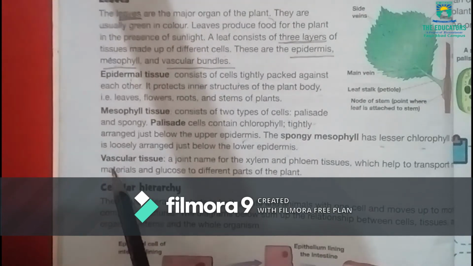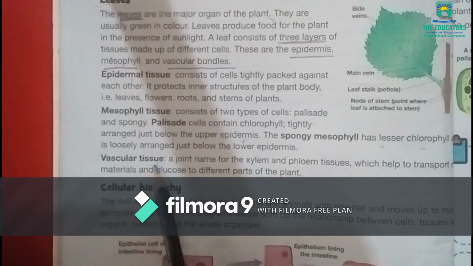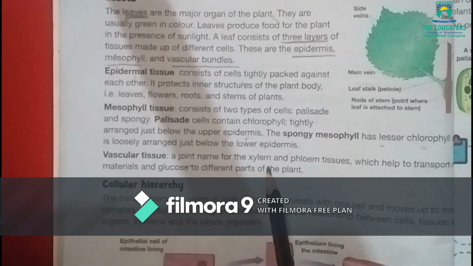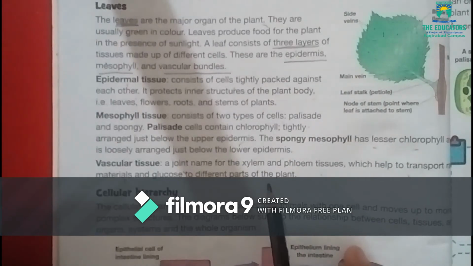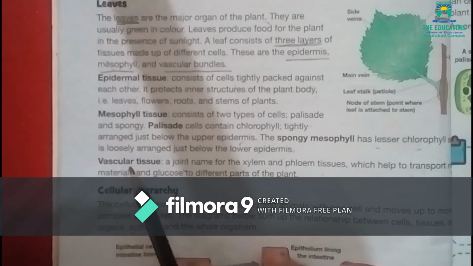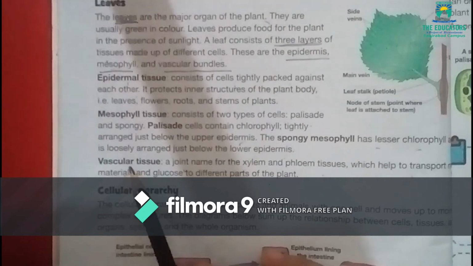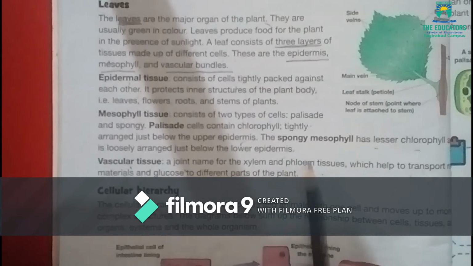Third layer is vascular tissue, a joint name for the xylem and phloem tissue, which help to transport raw materials and glucose to different parts of the plant. This vascular tissue is a joint name of xylem and phloem tissue. These both are also tissues. This vascular tissue helps to transport material to different parts of the plant.